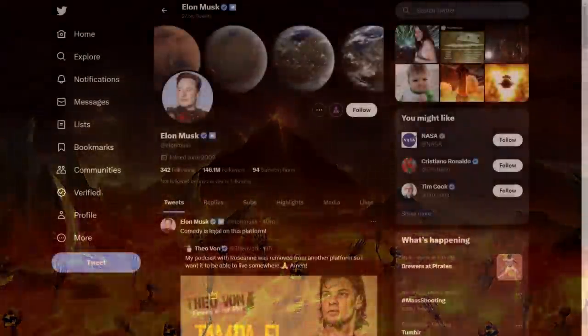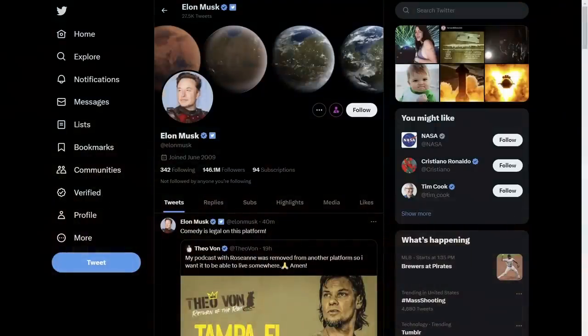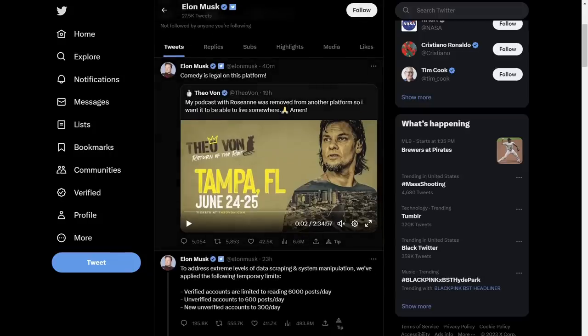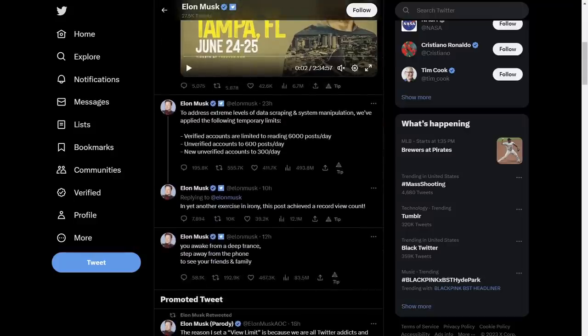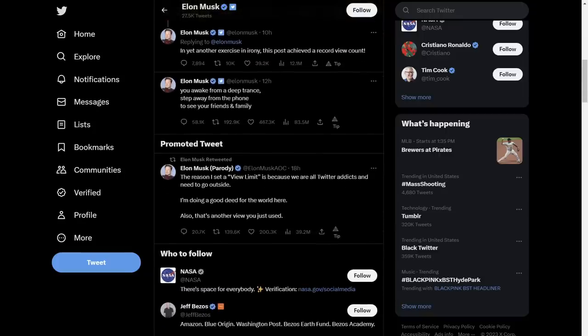But still, this goes against everything that Elon said Twitter would represent. Even just now, he made this tweet saying that comedy is legal on the platform. You know, pretending that it's going to be a free speech platform. But right now, it seems like Twitter is even more locked down than TikTok. How ironic is that?